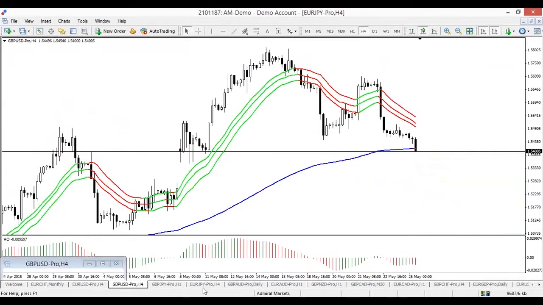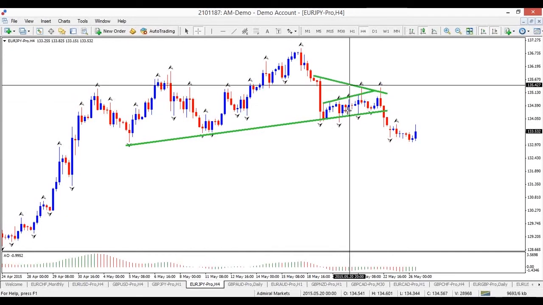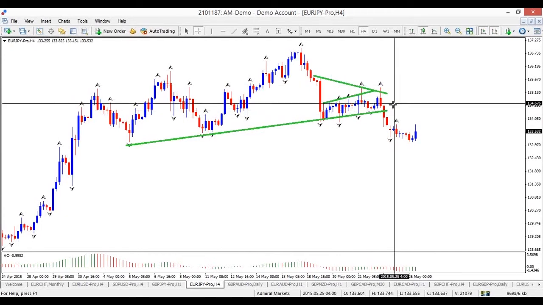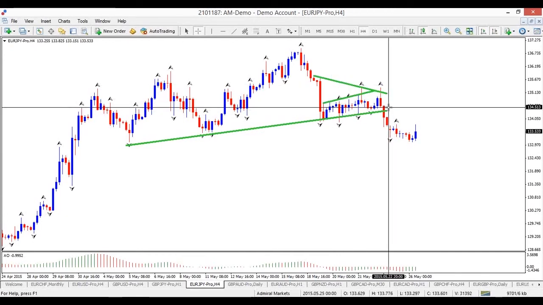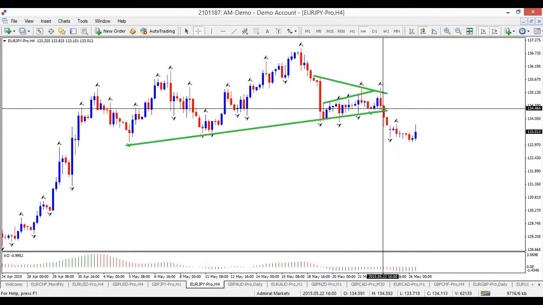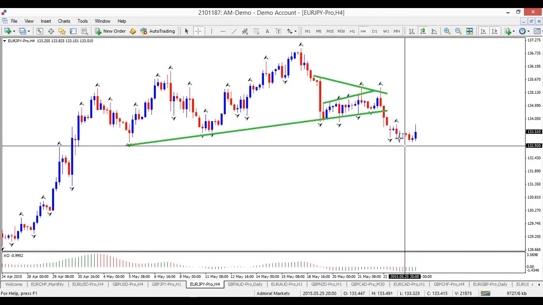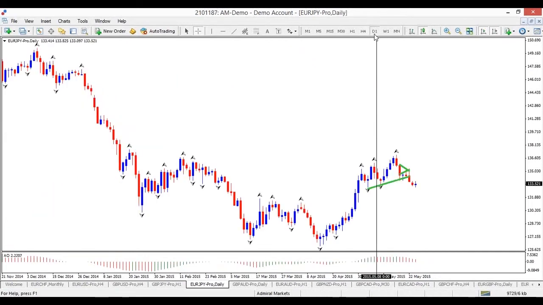Alrighty, euro yen. Let's see. Thursday we were talking about how this was a triangle or bear flag. Someone mentioned it in the educational webinar, and let's see. We got the break to the downside. Eventually, indeed.